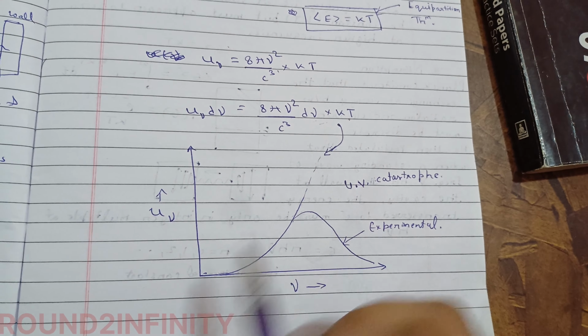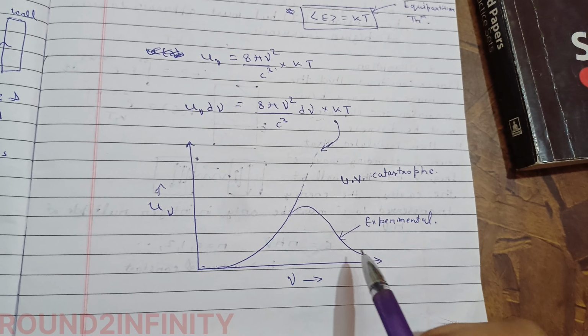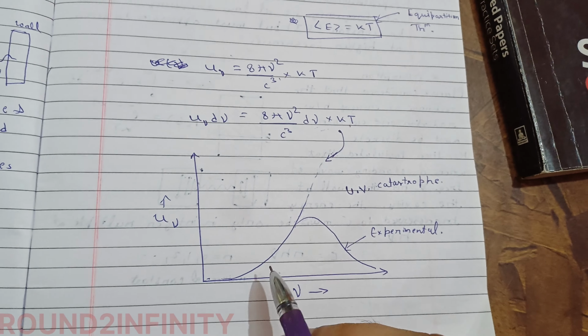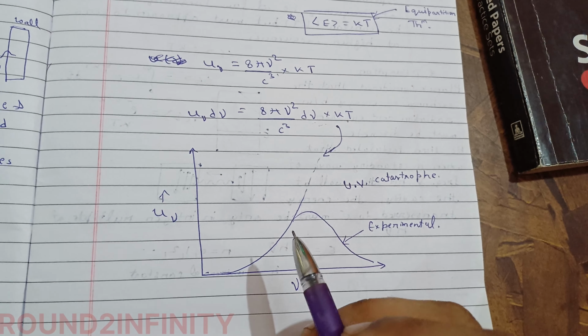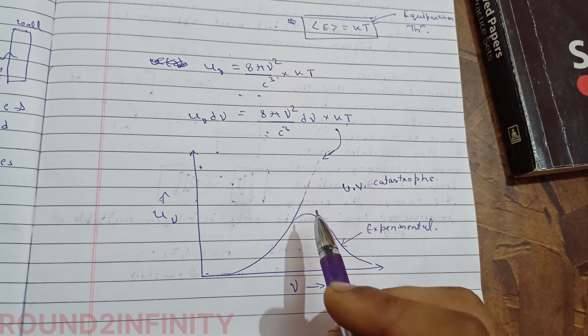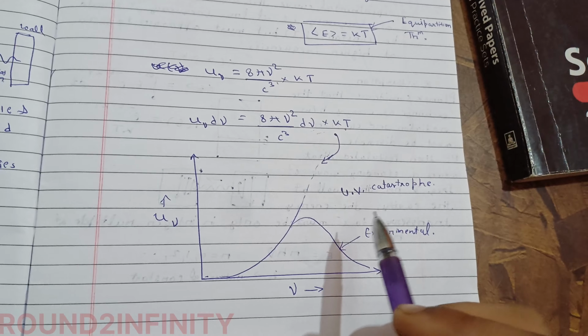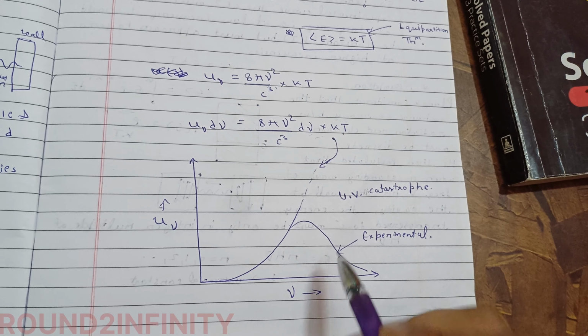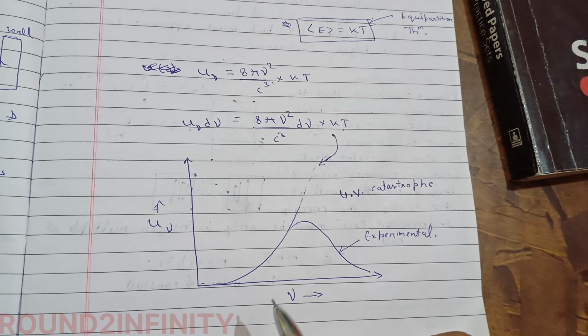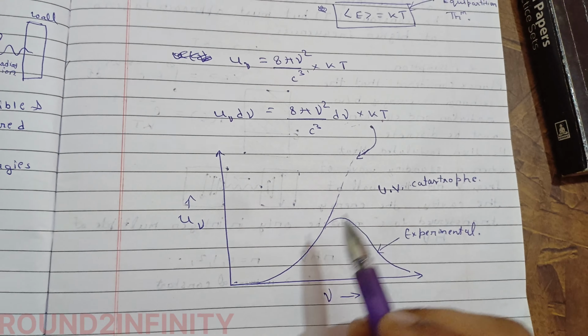But this is not the real condition. We will get this kind of curve experimentally. So that's where Rayleigh's law fails. It succeeded for the small frequency ranges or higher wavelengths, but for lower wavelengths and higher frequencies it failed. Now, why did it fail?